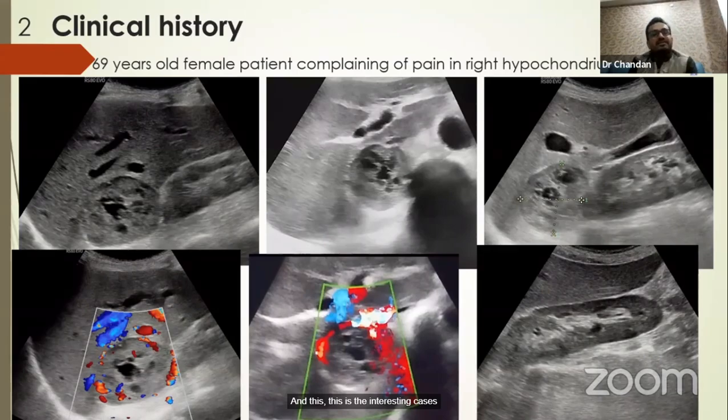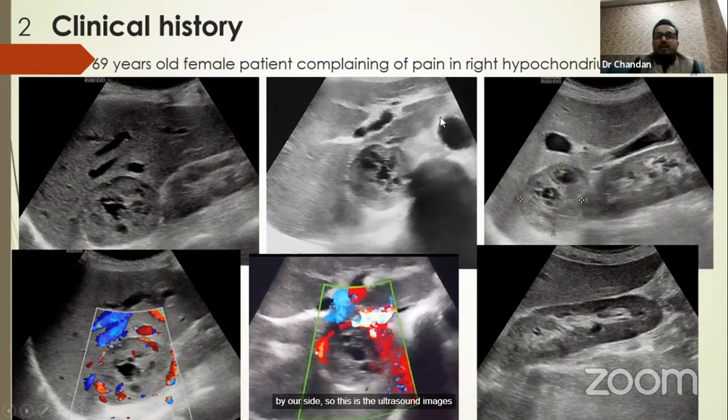And this is an interesting case of a 69-year-old female patient complaining of pain in the right hypochondrium. I found it recently, and the patient had been misdiagnosed outside as having a liver lesion. The patient came to us for a contrast CT abdomen, but retrospectively we also did an ultrasound of the abdomen. I am showing you the ultrasound images done by our side first.